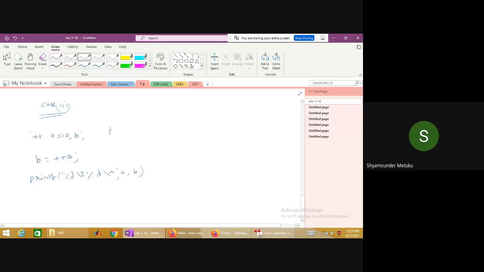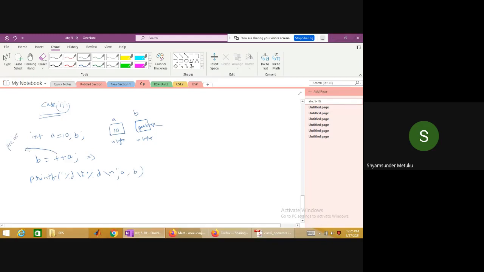So always try to do this kind of analysis. 4 bytes of memory is allocated for a and 4 bytes for b. This is a, this is b, this is 10, this is garbage. After this, what is going to happen? The plus plus is written before the variable, so it is called pre-increment.